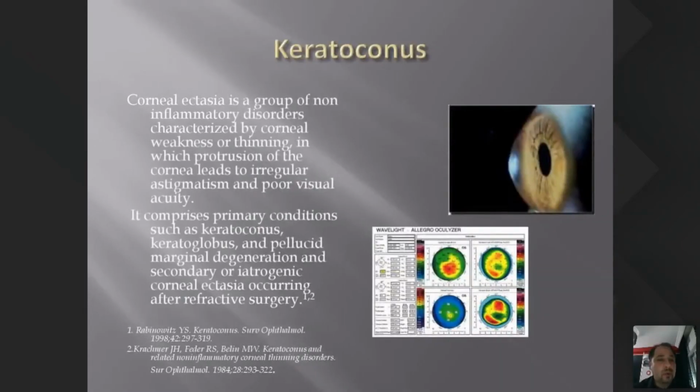As you all know, corneal ectasia is a group of non-inflammatory disorders characterized by corneal weakness or thinning, in which the protrusion of the cornea leads to irregular astigmatism and poor visual acuity. This is a large group of disorders that comprises primary conditions like keratoconus, keratoglobus, and PMD, in addition to the secondary or iatrogenic causes like corneal ectasia following refractive surgery.